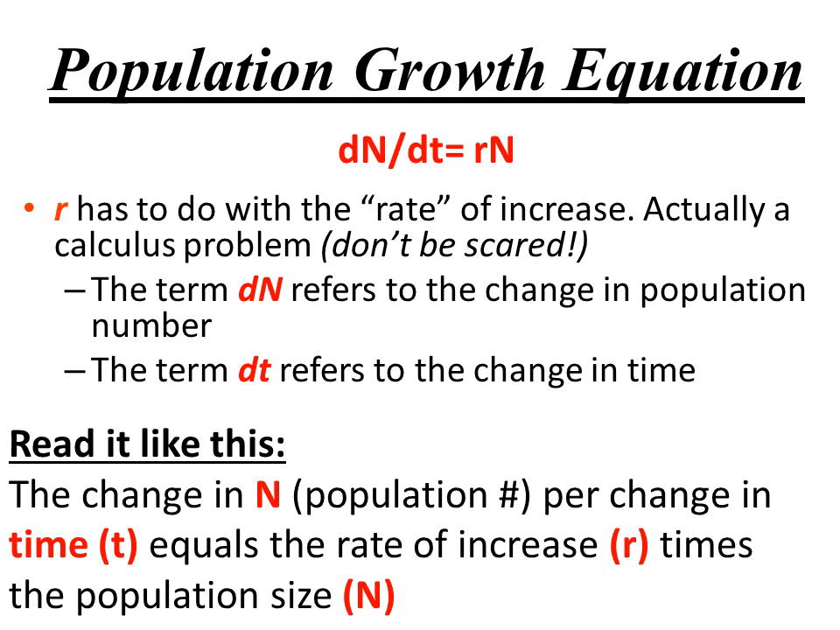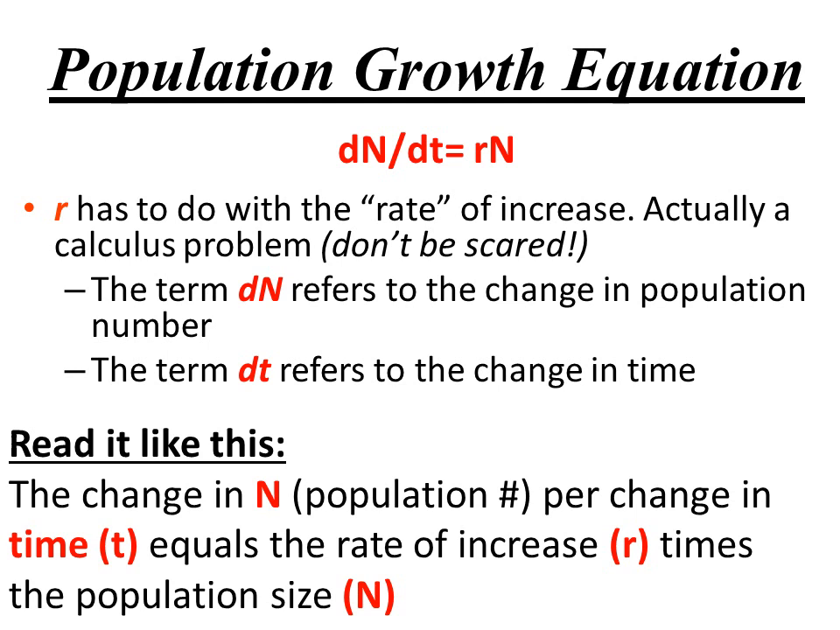So you read it like this. And again, this is in your book, and they have a very good explanation. So I really do suggest you read it and walk through it. Hopefully the homework helped you as well. The change in N, population number, per change in time equals the rate of increase times the population size. So that's just the basic growth equation.